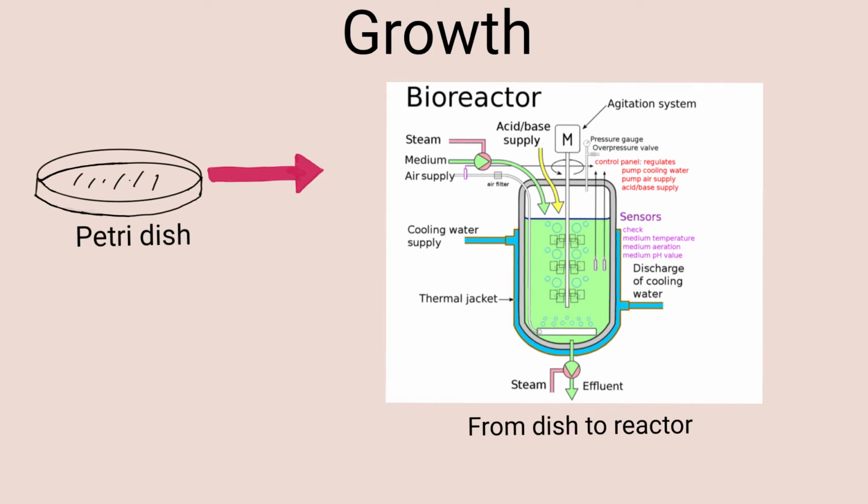After enough growth, the E. coli is transferred to a bioreactor, a fermenter. An activator for proinsulin expression is added, and the temperature, pH, and oxygen supply of the reactor is monitored.